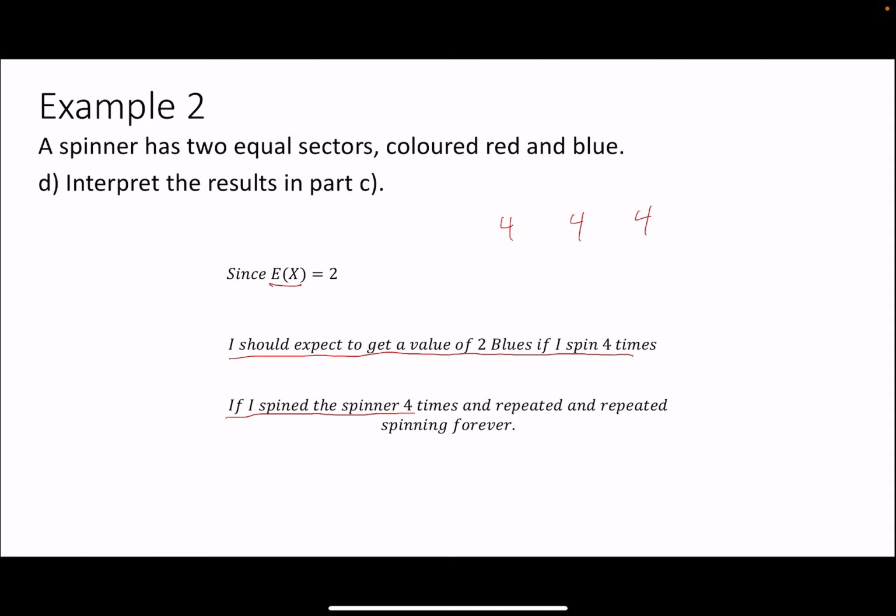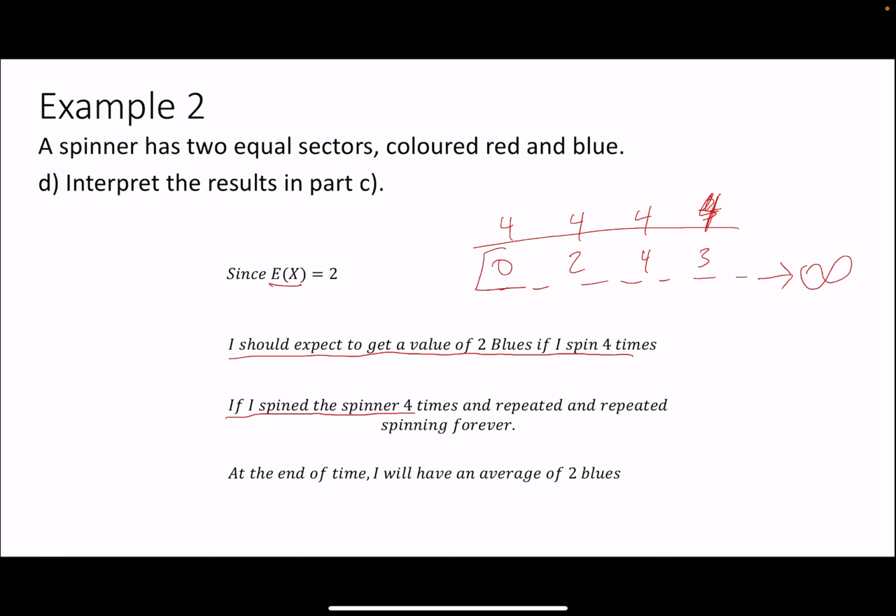Let's say I got 0 blues. This one I got 2 blues. This time I got 4 blues. The next time I spin 4 times, I get 3 blues. On average, if I continued this to infinity, I would get an average of 2 times blue. I would get blue 2 times on average. And that's what expected value means. If you continue to do it, what can you expect on average to get? And that's 2.